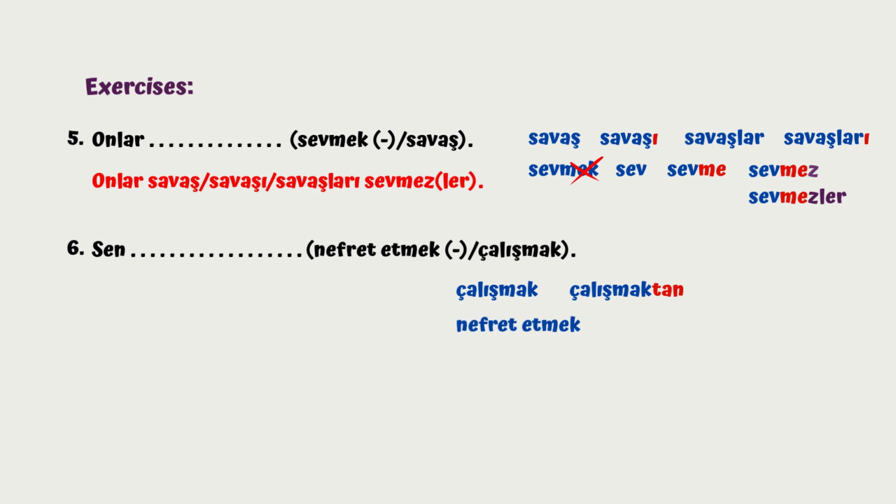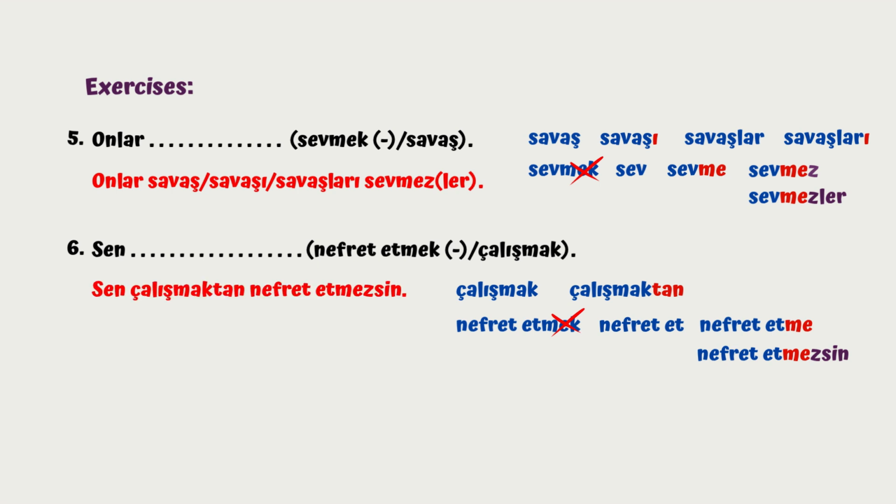So I will get rid of mek. I have nefret et. I'm going to attach negative form suffix. So me or ma. Last vowel is e. So me. So nefret etme. Now I'm going to attach personal pronoun suffix for sen. That was z sin. Right? So nefret etmezsin. So the whole sentence is going to be sen çalışmaktan nefret etmezsin.